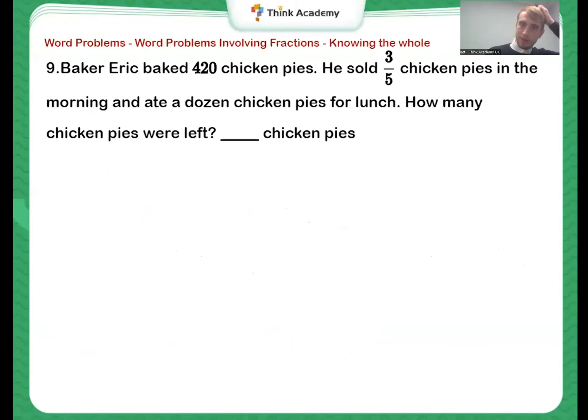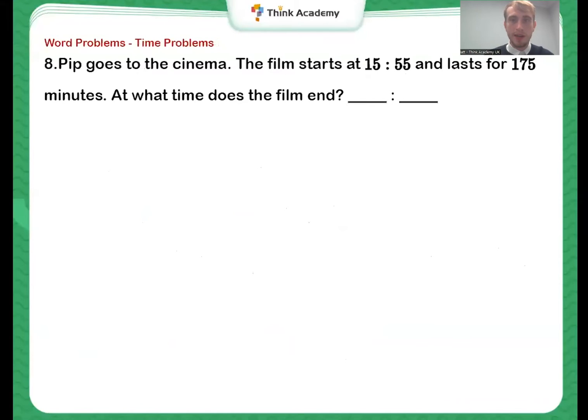Right, fraction one. I'm going to leave the fraction one. We've spoken about that one already. The time one was done pretty well on the whole by everybody. I'm sure lots of you had several different methods to do this one.